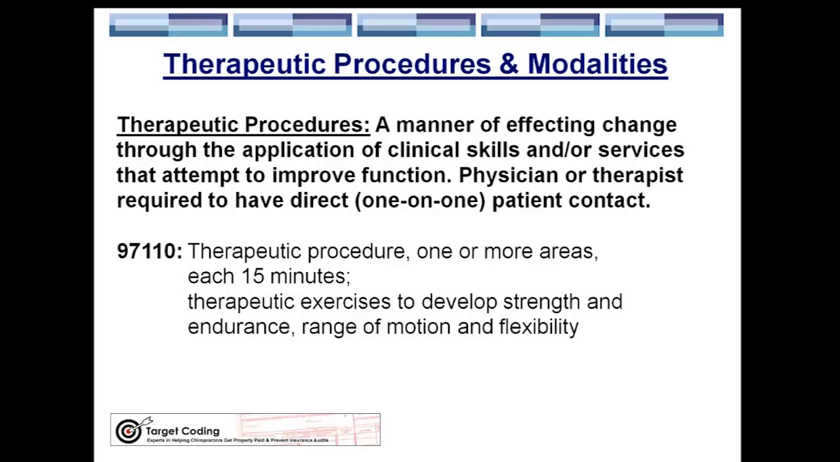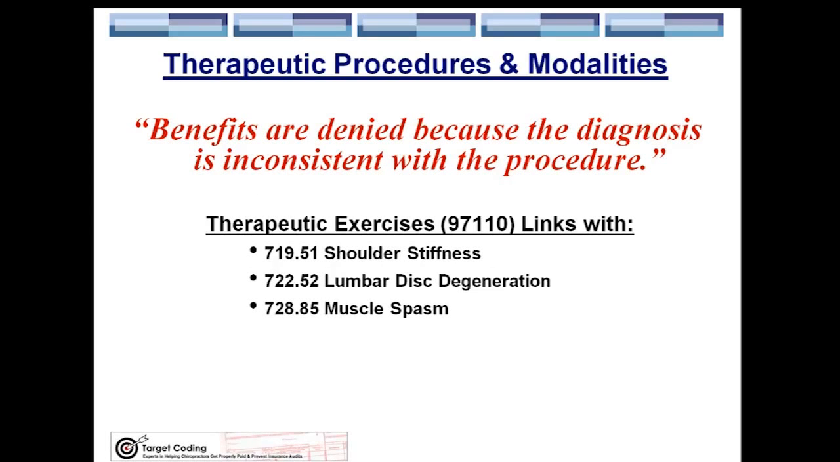So that's the first therapeutic procedure code here, 97110. The documentation must show objective loss of motion. There are certain diagnosis codes that link with therapeutic exercises. There are 3 examples right there on your screen. There are about 150 diagnosis codes that tie in or combine with 97110. Please contact us if you would like that entire list.